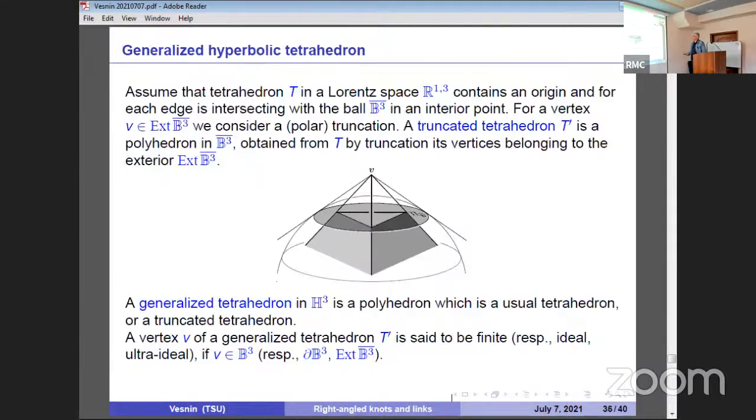So you start with a graph, and you can think about the model of Lobachevsky space in the ball, and you put the ball in Lorentzian space. So that's the exterior of the ball. You can start from a tetrahedron, and you can expand it, and you can go out of the ball. You'll get something which is not hyperbolic, but still some polyhedron. And what you consider is this ball and the polar planes for the vertices which are outside, and you consider truncation of these vertices. So you have vertices outside of the model of Lobachevsky space, but you have polar planes, and you consider the polyhedron formed by these polar planes.